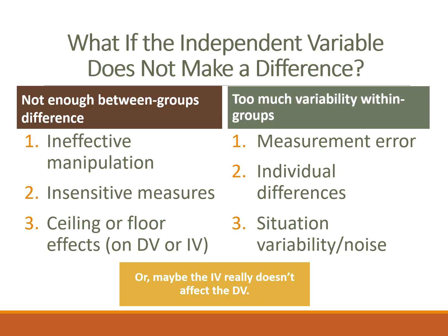So what if the independent variable does not make a difference? The first thing we can think about is there's not enough between group differences. So, ineffective manipulation. Between group differences means what we're actually expecting to see. It's the difference that the independent variable had on the dependent variable. So it might have just been an ineffective manipulation.